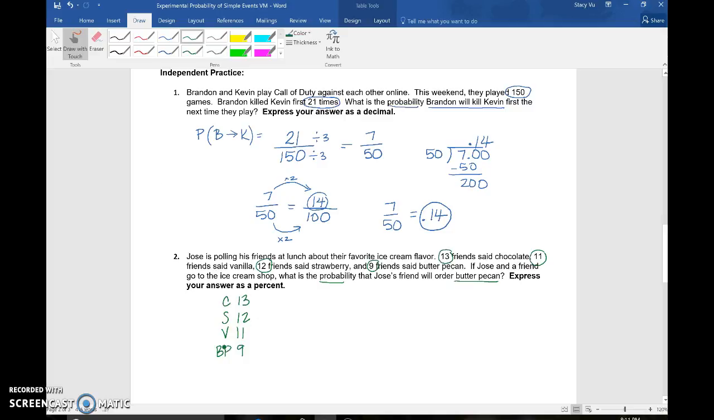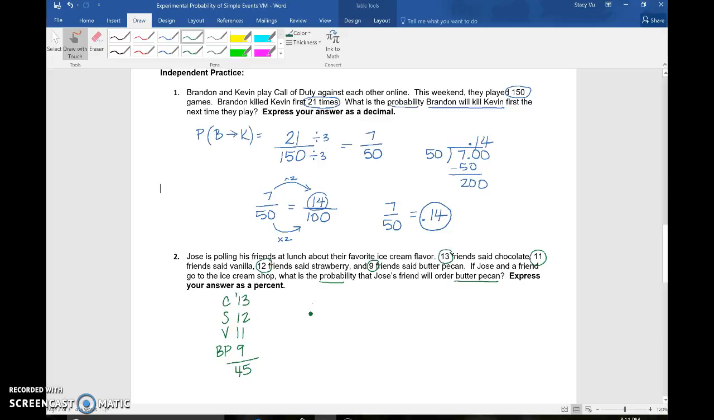Okay, so I know with probability that I'm always going to put my total on the bottom. So I know I'm going to need my total. So 3 plus 2 is 5, 6. 6 plus 9 is 15. 1, 2, 3, 4. So 45 is my total.